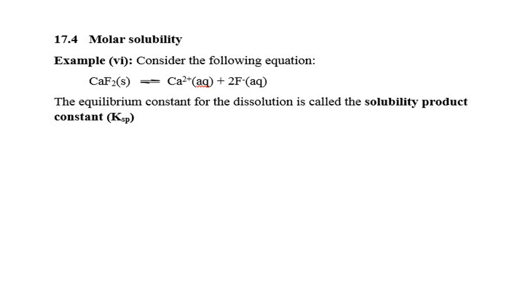So for those types of ions, we use the equation shown here. As you can see, the equation has a double arrow. So just repeating, if you have a solid such as calcium fluoride, if you dissolve this solid in water, only a very small part of the solid is going to dissolve to give you the ions.